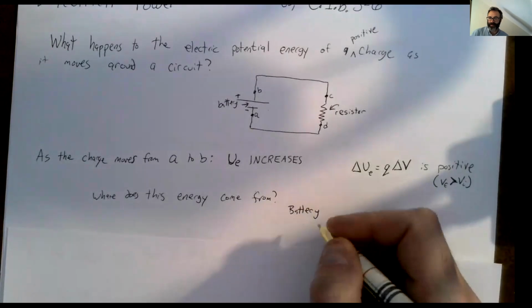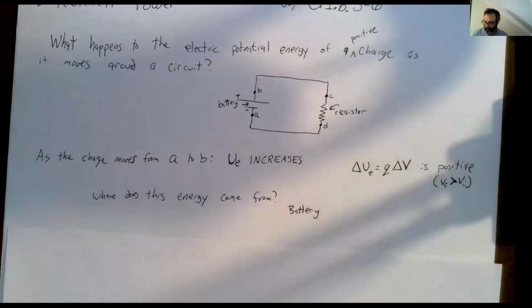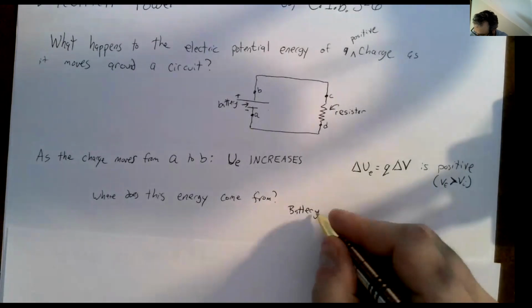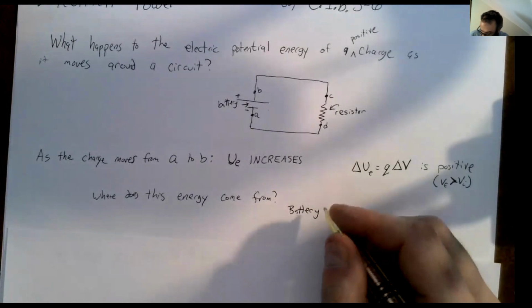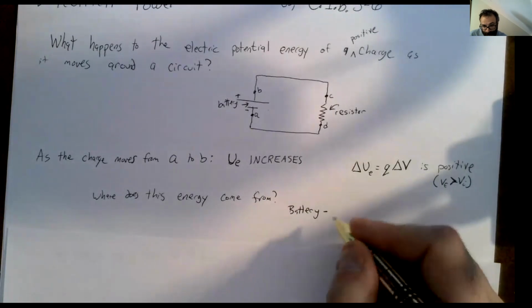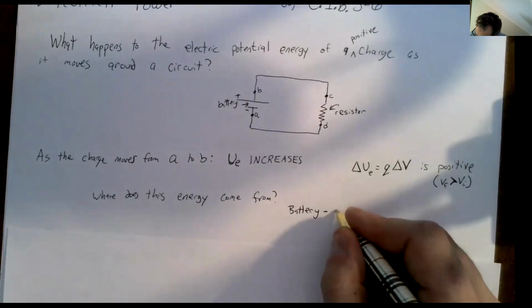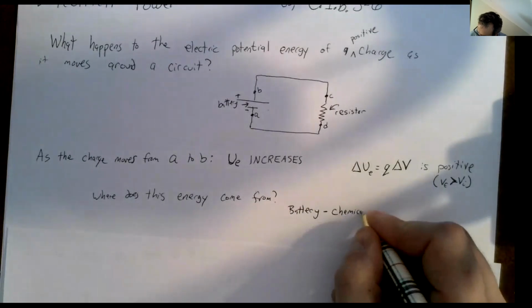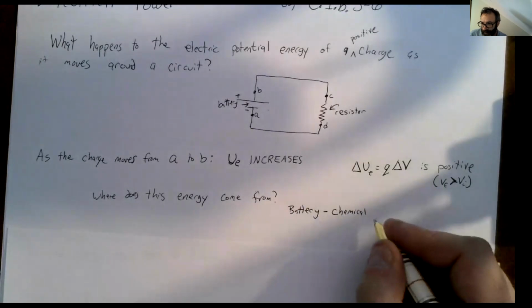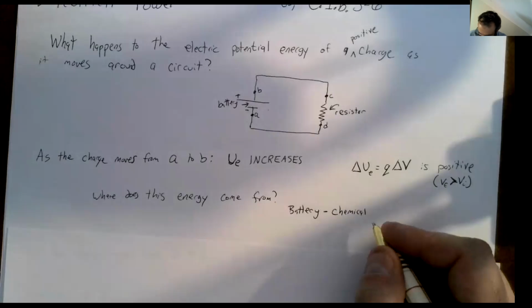If it's just a battery, like a AA battery, or some kind of chemical cell like that, it comes from the chemical potential inside the battery, right? So that's how those batteries work. We're basically turning the chemical potential energy inside of it into electrical potential energy.